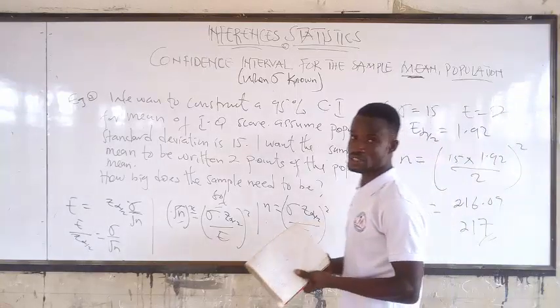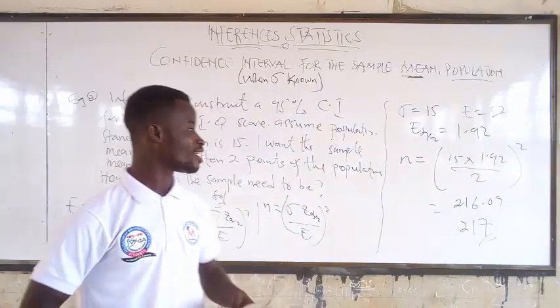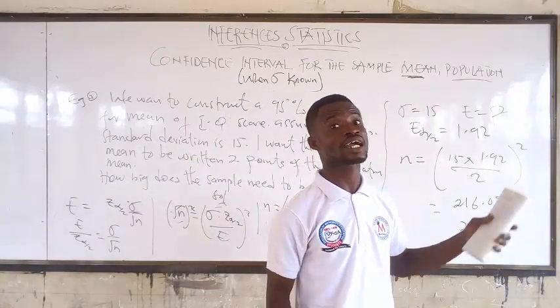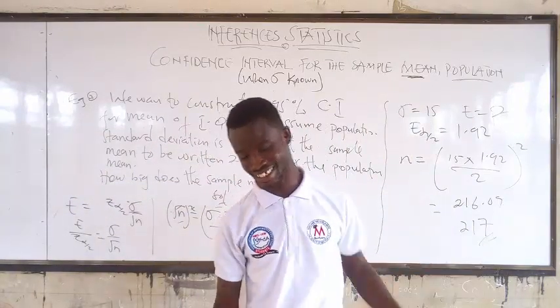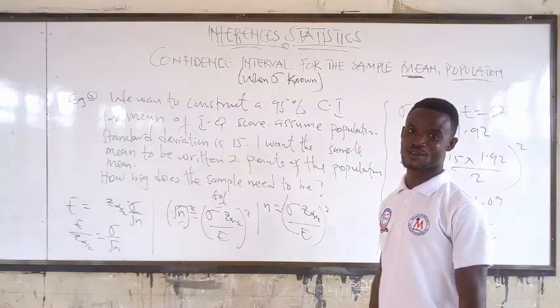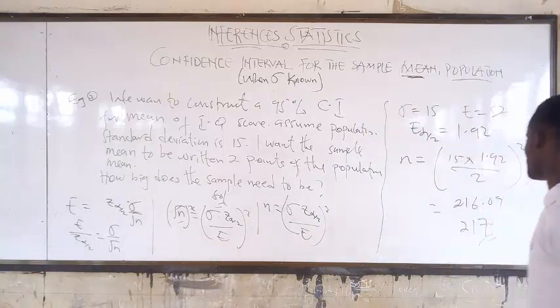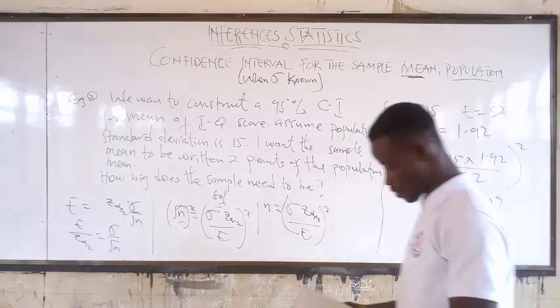Alright. The reason why we are rounding up is that this n is a number of people, and we cannot get somebody to be a decimal. Can we get that? No, you can't be a decimal. Okay. Alright. So that's what we are going to have.